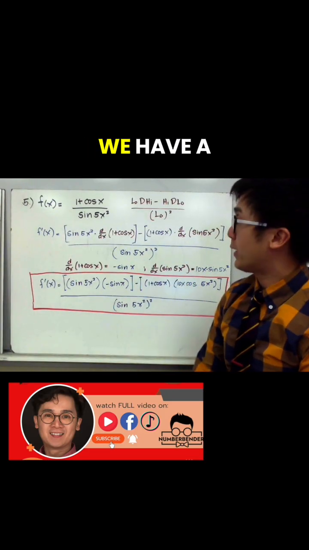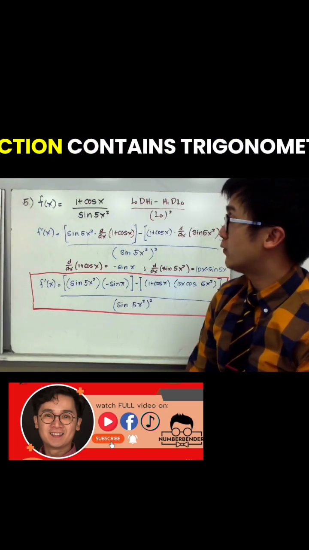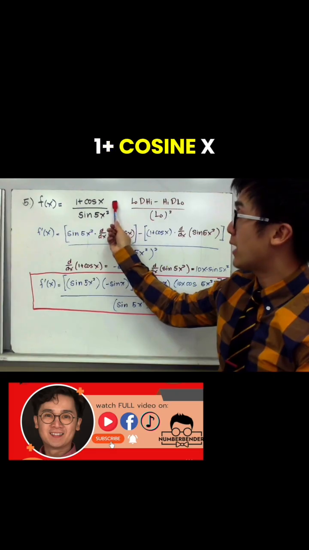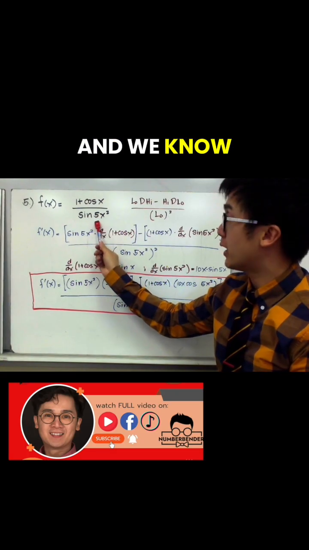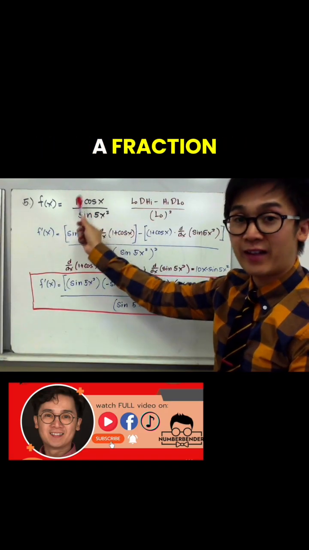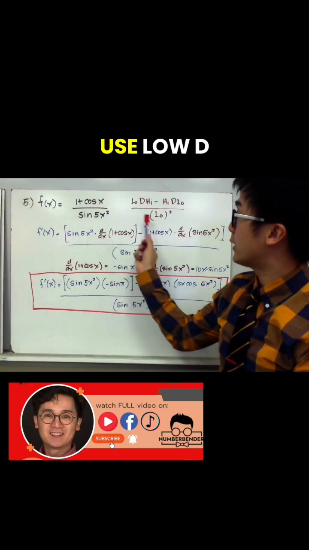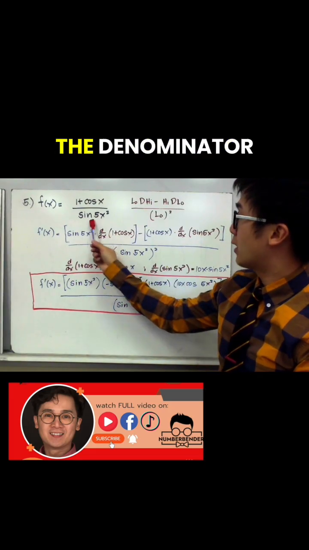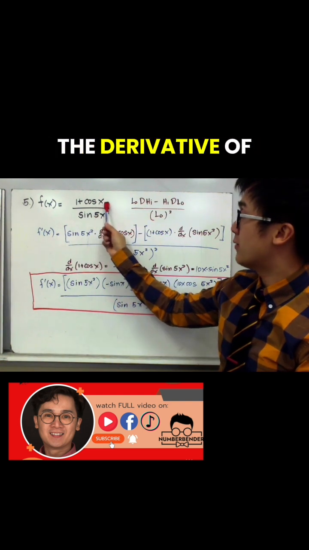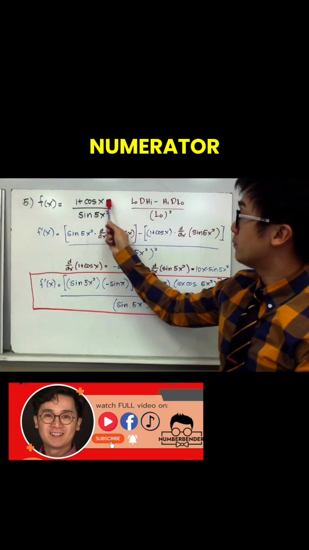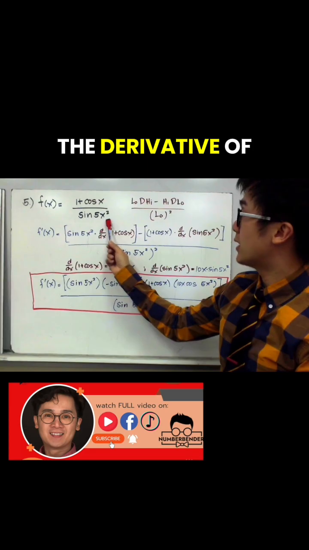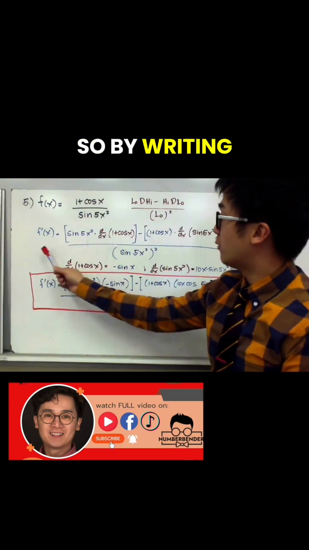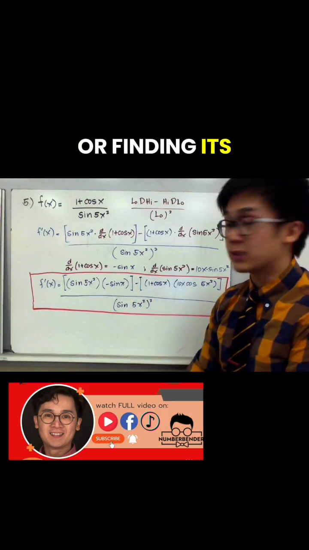Now for number 5, we have a rational function, and our rational function contains trigonometric functions. So we have f of x is equal to 1 plus cosine x all over sine 5x squared. And we know that when we are given a rational function or a fraction, to find its derivative, we will use low d high minus high d low all over low low, which means copying the denominator, multiplying it with the derivative of the numerator, minus copying the numerator, multiplying it with the derivative of the denominator, all over the square of the denominator.